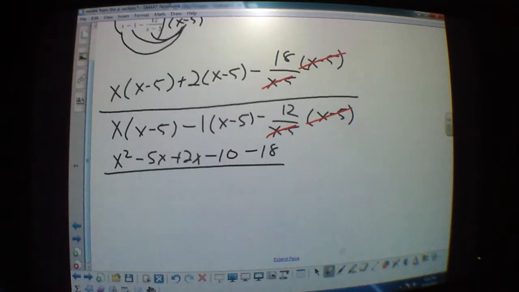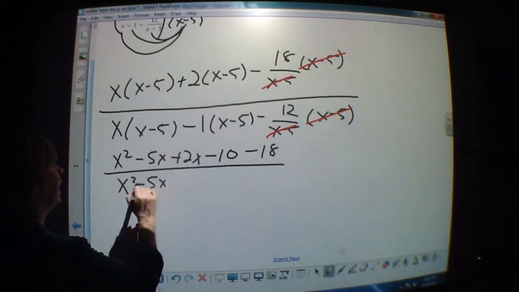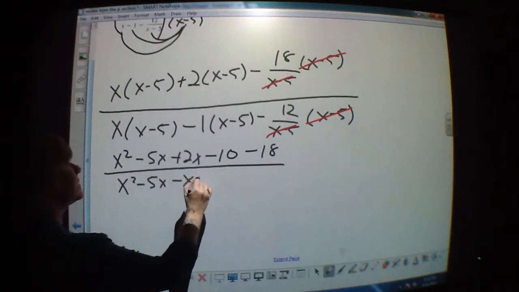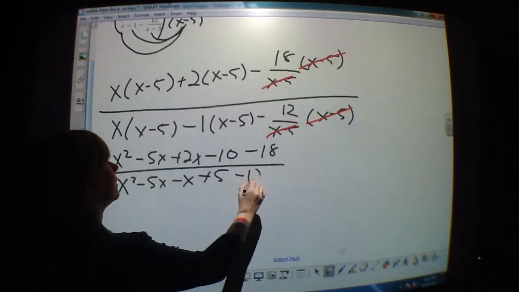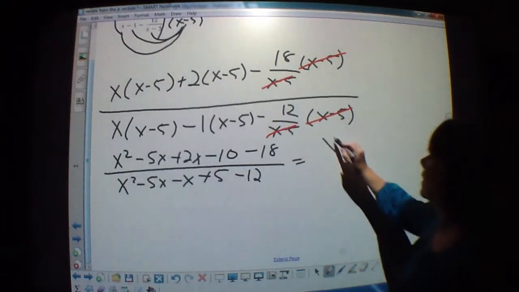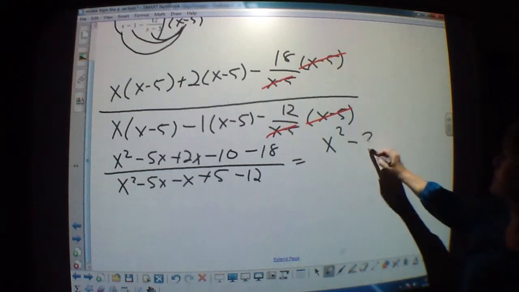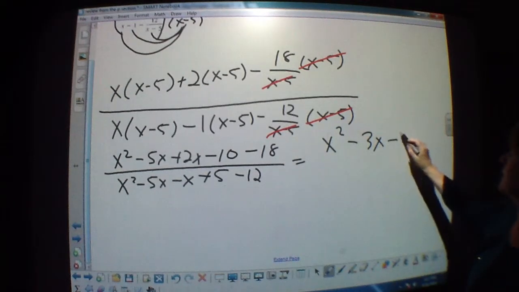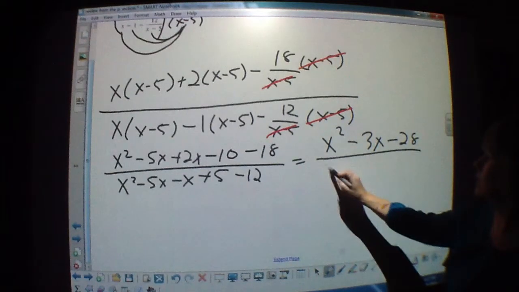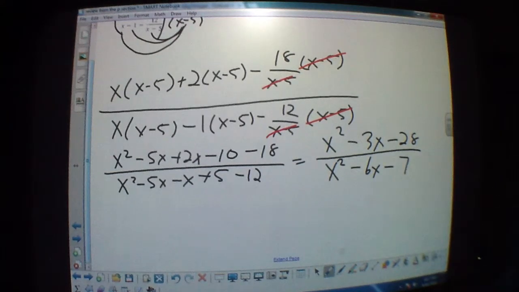Numerator. Now let's do the denominator. x squared minus 5x minus x plus 5 minus 12. So let's reduce that one. x squared, minus 5x plus 2x is minus 3x. Minus 10 minus 18 is minus 28. Denominator, x squared minus 6x minus 7.